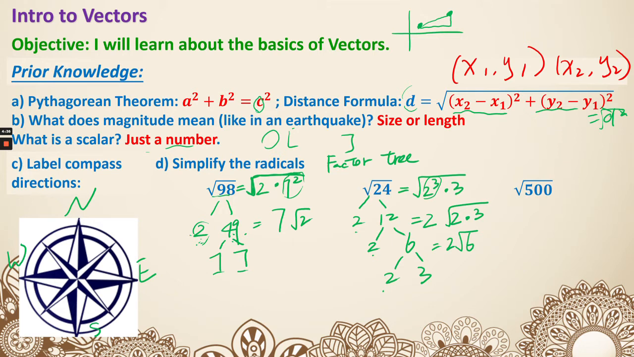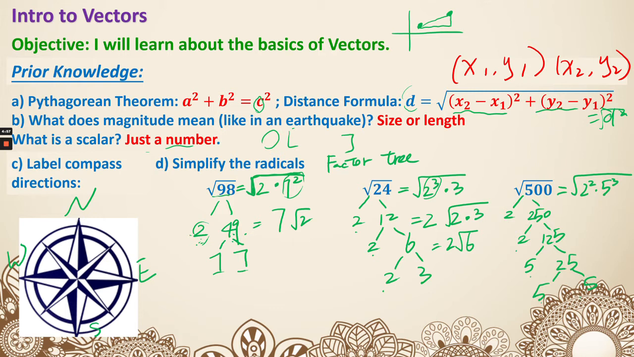Next, 500. It's still an even number, so we are going to take out the 2, then 250, then 2, then 125. Well, it's ending with a 5, so it's got to be divisible by 5, then 25, and 5, and 5. So if we rewrite, that is going to be 2 squared times 5 cubed, because we have 2 2's and 3 5's.